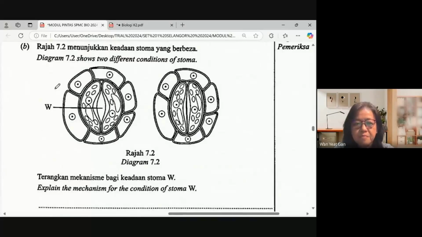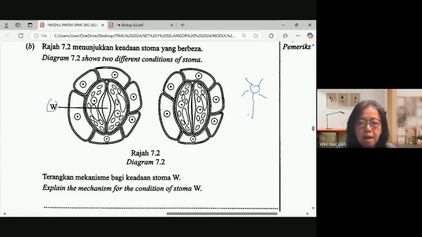Okay, B. Diagram 7.2 shows two different conditions of stoma. Explain the mechanism for the condition of stoma W. So you can see that stoma W now is open, whereas the one here is closed. Now, when the stoma is open, it means it's in the daytime, where the presence of sunlight is going to cause a higher rate of photosynthesis.